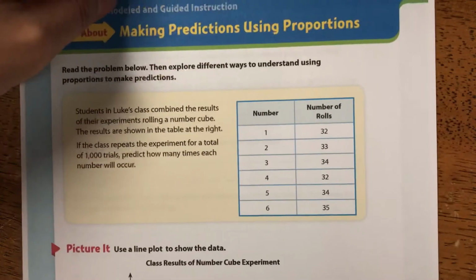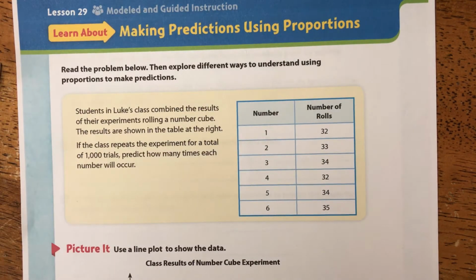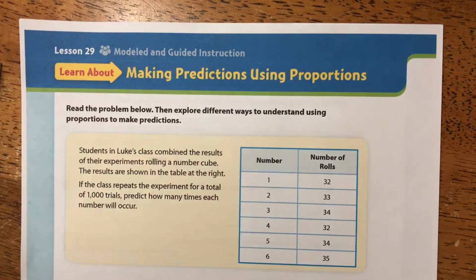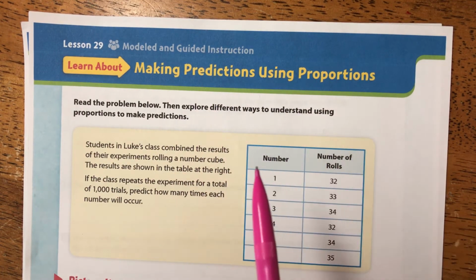Okay. Now I'm on page 294. It's my last two, 294 and 295. Not my last video, but my last two in this video. Okay, I'm going to move my die. Okay. Making predictions. All right.